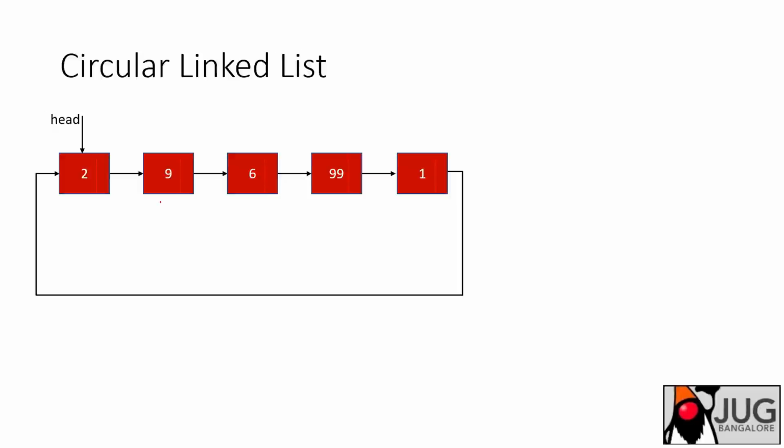A circular linked list is used quite often in many data structures, for example, in an operating system managing processes in round robin, right? So it gets a time slice, for example, initially 10 minutes.